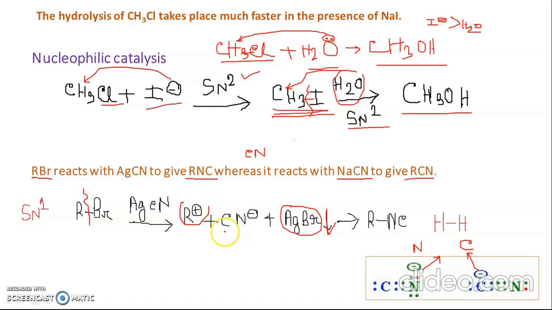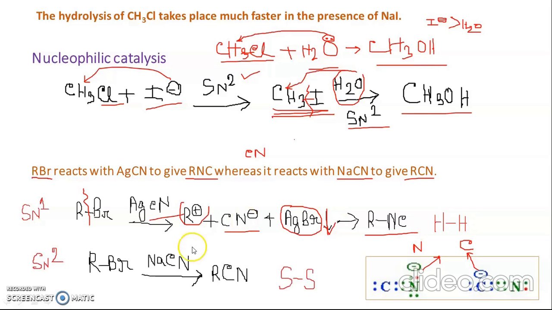Now CN minus, which we have that is generated from AgCN, because Ag plus is already reacting with Br forming AgBr. So now the CN minus will attack from the more electron dense region, that is N minus. It will attack through N minus. So that is why you are getting RNC, you are not getting RCN. So the attack on the carbocation is taking place through the more electronegative and more electron dense nitrogen atom, and ultimately we are getting alkyl isocyanide.